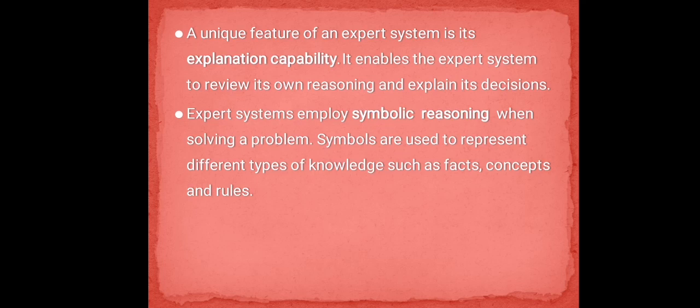Then an expert system employs symbolic reasoning when solving a problem. We have already discussed two types of solving problems, that is backward chaining and forward chaining. In that we are using the graphical representation. Then symbols are used to represent different types of knowledge such as facts, concepts and rules. These are the characteristics of an expert system.